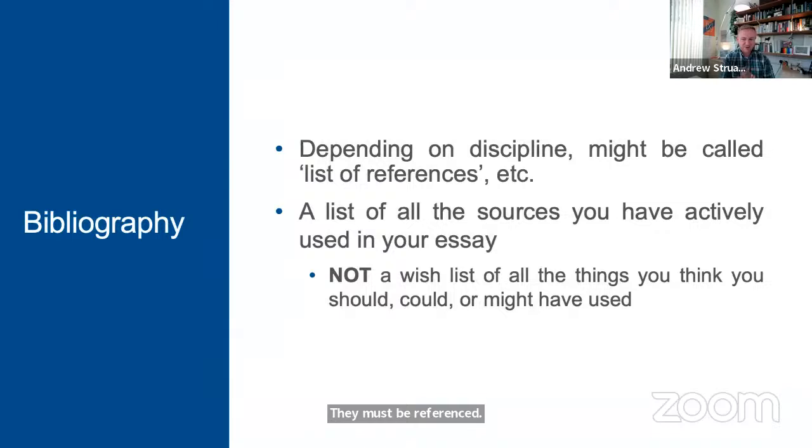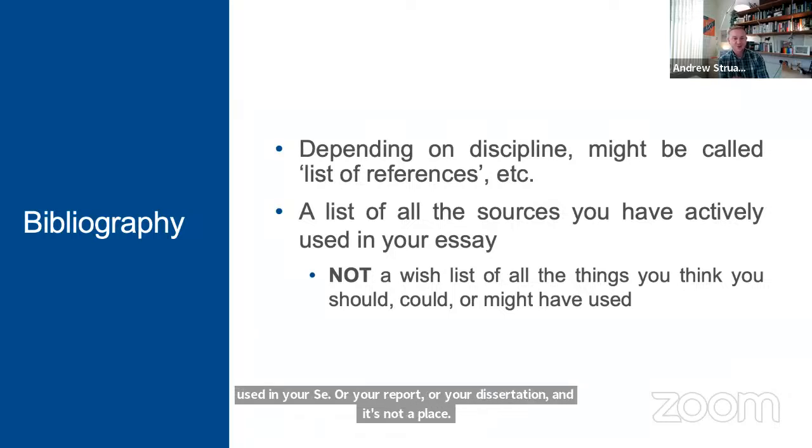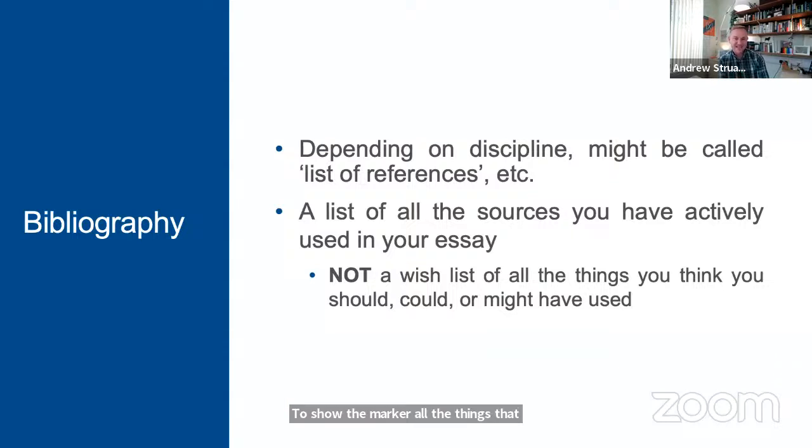Lastly, then, bibliography, before I hand over to Scott. Bibliography will sometimes be called a reference list or a list of references. Different subjects call this slightly different things. But the crucial thing is it's a list of all the sources that you have actively used in your essay or your report or your dissertation, and it's not a place to show the marker all the things that you wish you should have read or might have had time to read or might have used.